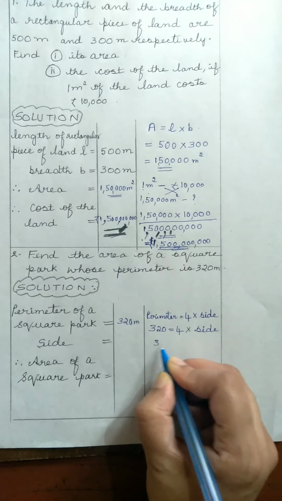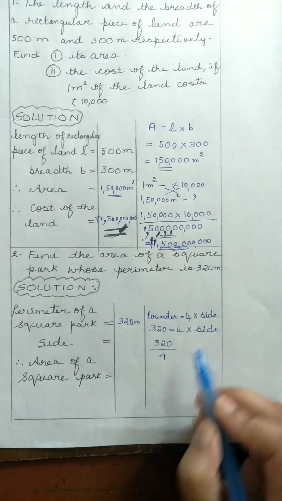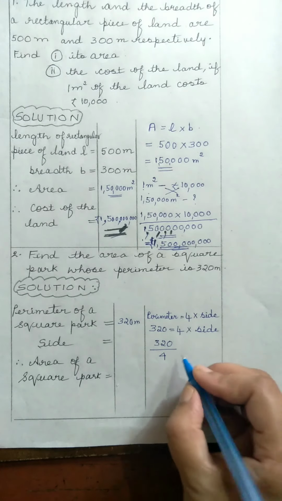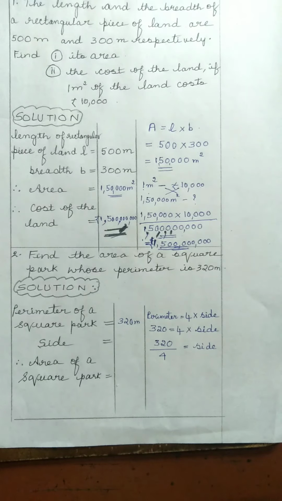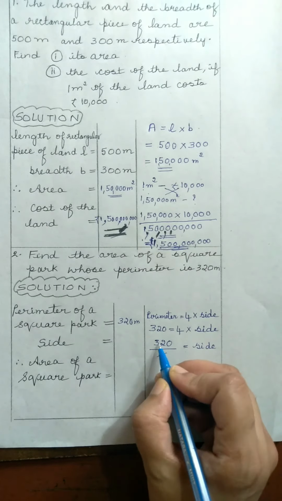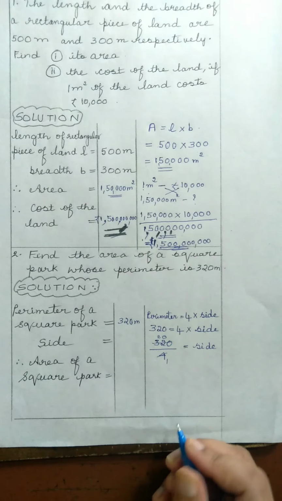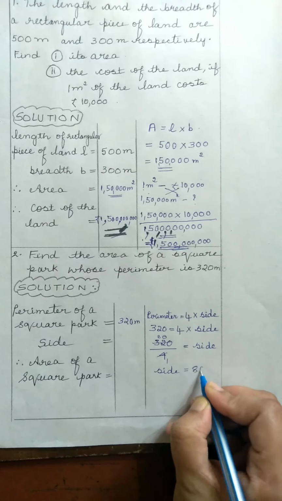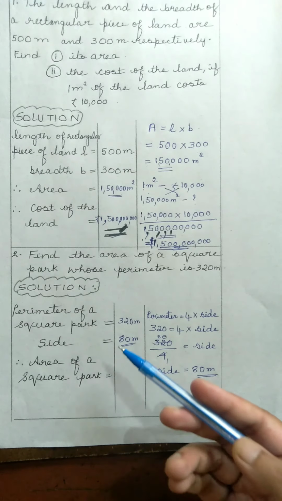Then, it will be 320 divided by 4 because it is 4 into side. While coming to the left side, it will become 320 by 4 equal to side. In the next step, children, 320 by 4. So, 4 ones are 4, 4 8s are 32, and here you have 0. Therefore, the side will be equal to 80 meter.